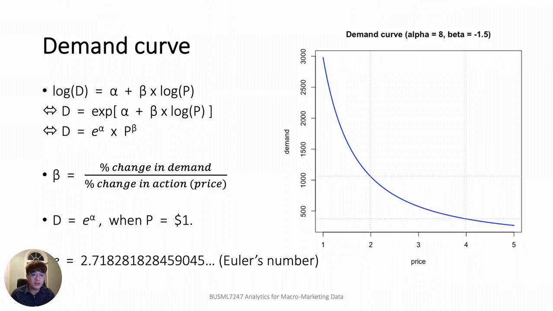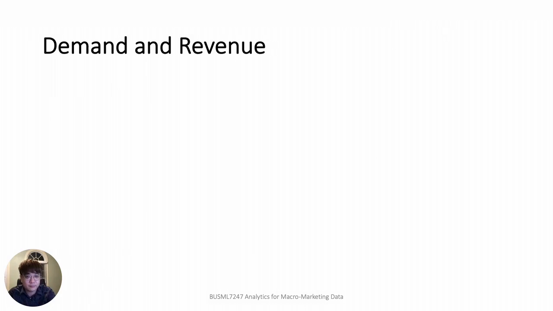Then, what if price is equal to 1? When price is $1, demand becomes e to the alpha. In this graph, demand is about 29.81, which is e to the 8 when price is equal to $1. Then, what about the revenue? Revenue is, by definition, given by demand times price.